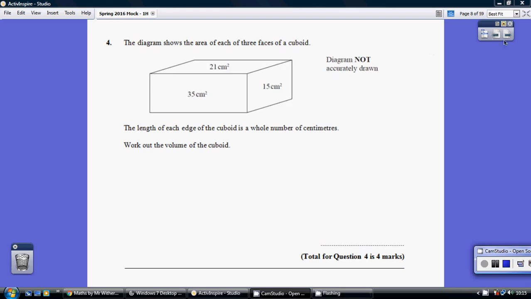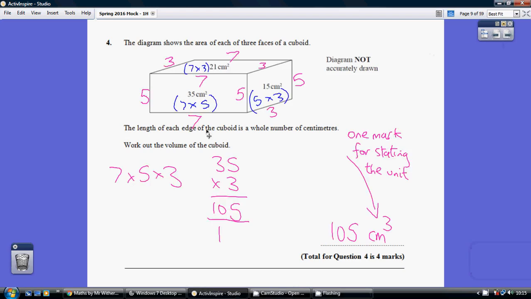Question 4. Now I thought this was quite difficult. You really had to spot that you're going to do this as a product of prime factors.